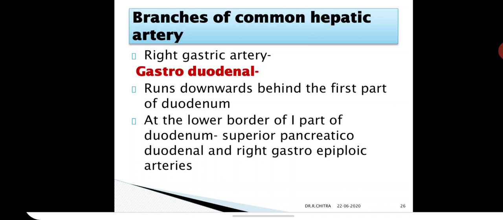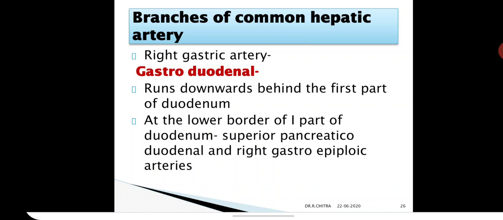Branches of common hepatic artery: right gastric artery, we told already, anastomoses with the left gastric artery. So these two gastric arteries we will see again in the stomach class. Gastroduodenal artery runs downwards behind the first part of the duodenum. So it is a very important artery. In the ulcers of the stomach and first part of the duodenum, it may erode into this artery causing bleeding into the ulcer, that is the gastroduodenal artery.